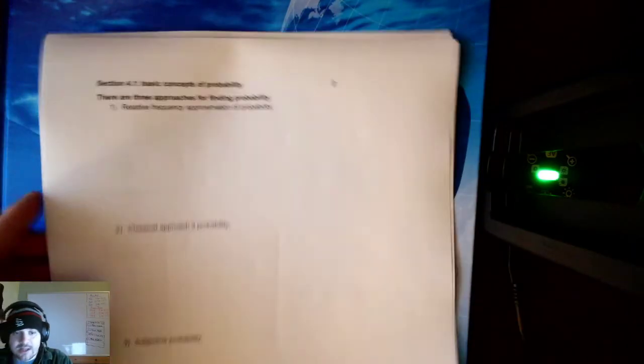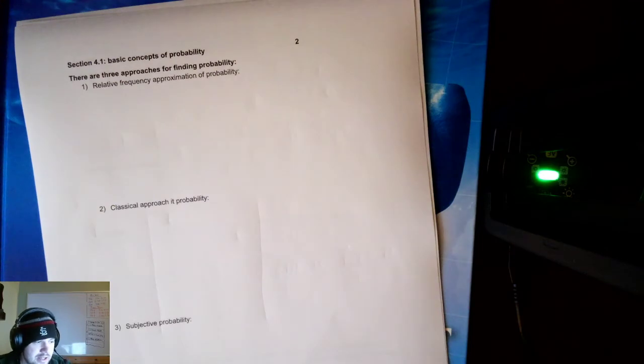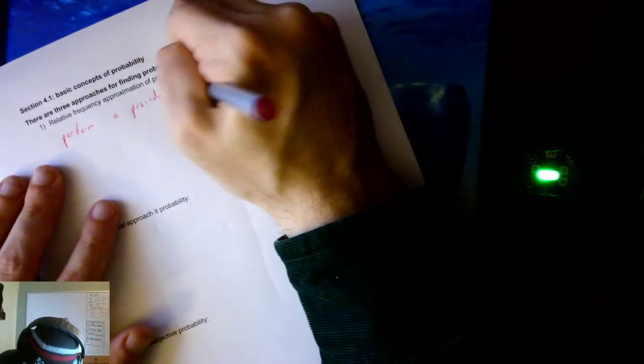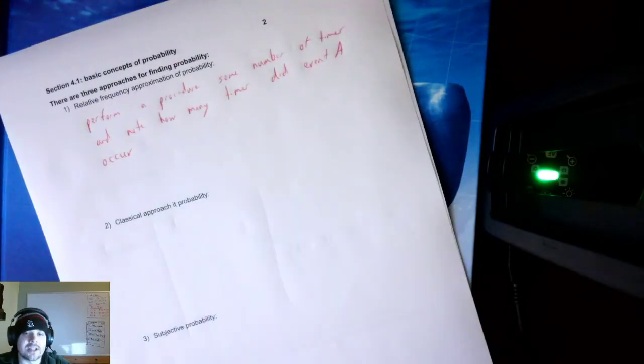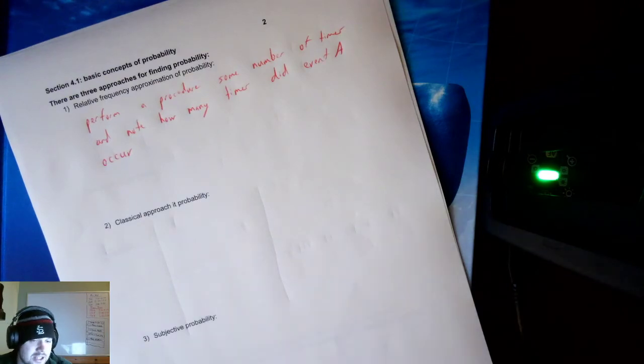Now, let's look at some different approaches to calculating probability. There are three approaches we will use in this section. The first is the relative frequency approximation for the probability. So, for this, you perform a procedure some number of times and note how many times did event A occur. So you do something a bunch of times and you figure out how many times you got the result you wanted.